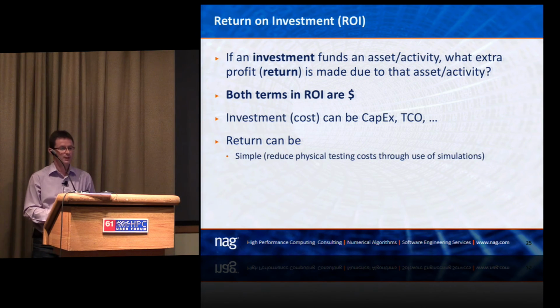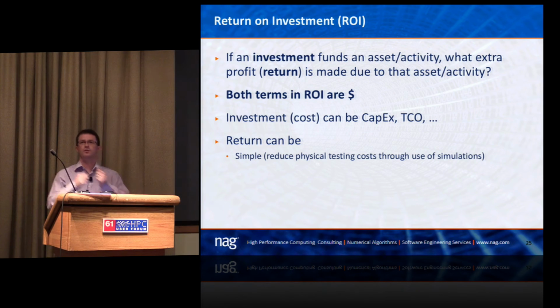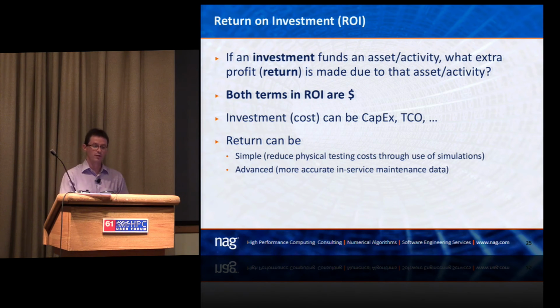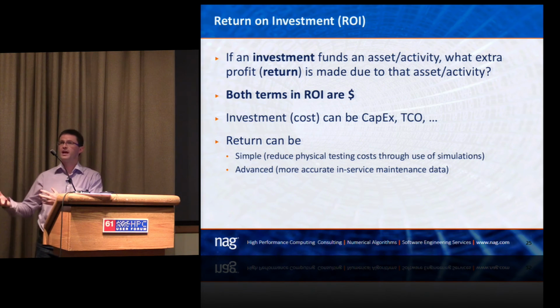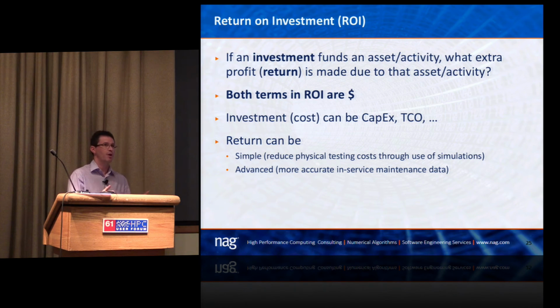It can be simple. We did less physical testing, therefore we saved this much money on physical testing because we did more simulations, and so that's a return for the business, a cost saving. It could be more advanced. Because we did more and more simulations, we have more accurate data for how the product behaves in service. Therefore, we can design it to a particular maintenance schedule, or we can size the maintenance team appropriately, and therefore we can save costs or make better costs there.